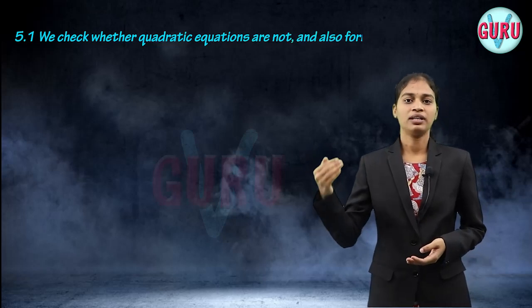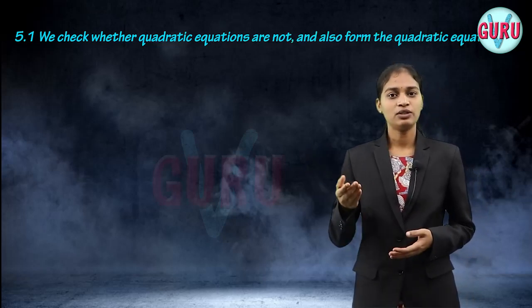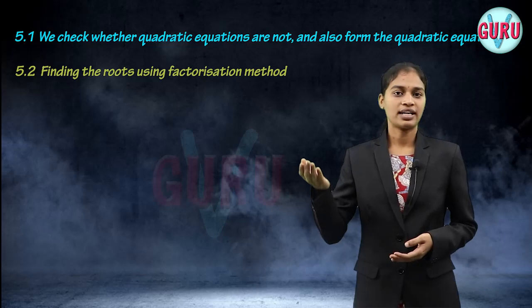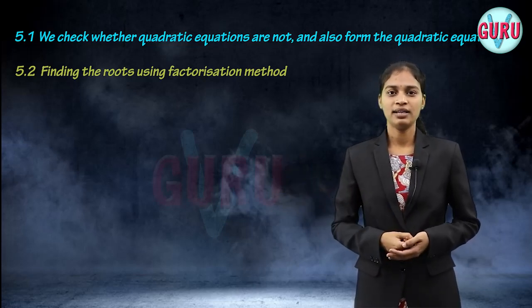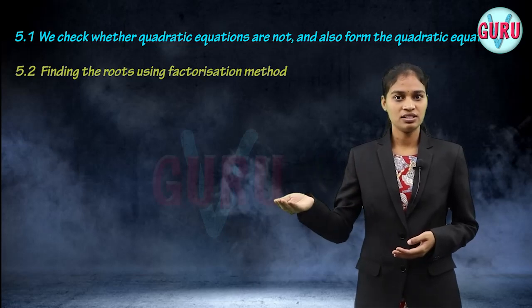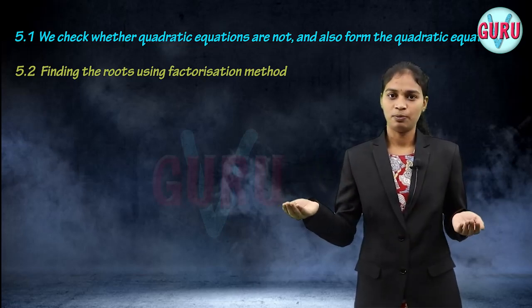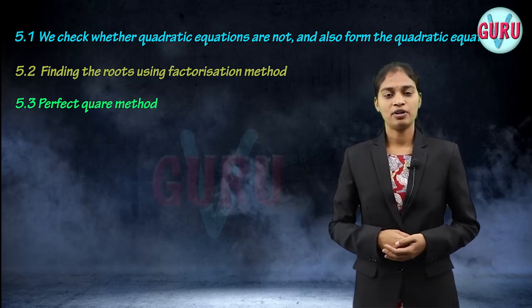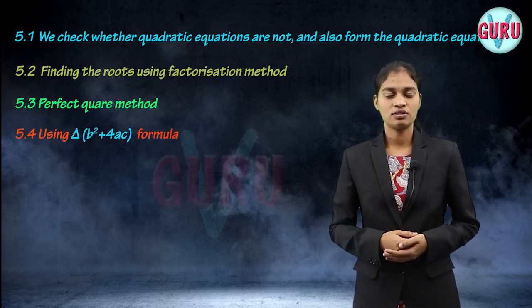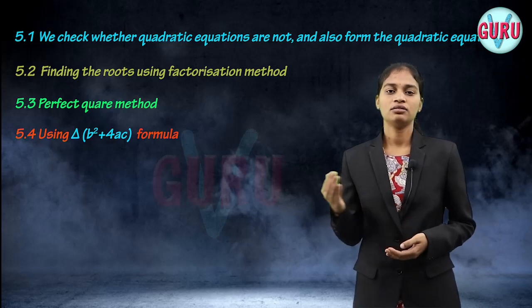If we take a glance at the exercises, in exercise 5.1, we check whether they are quadratic equations or not and also form the quadratic equations. Coming to exercise 5.2, we use the factorization method to find the roots. And coming to exercise 5.3, as for the given questions the factorization method is not possible, we go with the perfect square method. And coming to exercise 5.4, we find the nature of roots using the discriminant and also the roots.